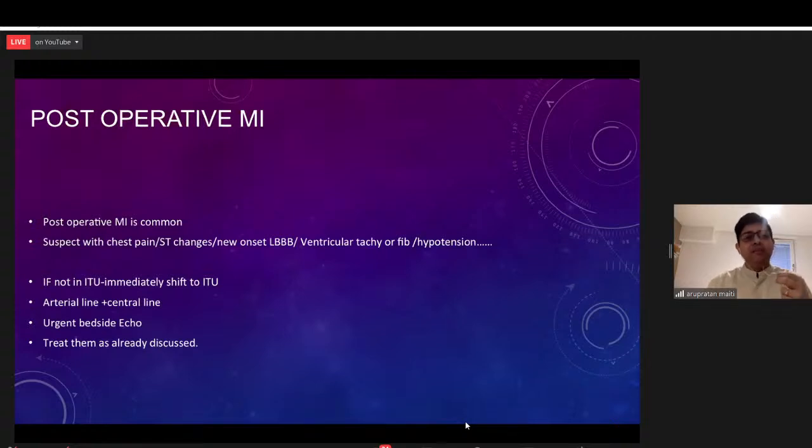Postoperative MI is still quite common. Suspect it with chest pain, ST changes, new onset LBBB, ventricular tachycardia or ventricular fibrillation, or hypotension. Any of them can be the first sign of postoperative or perioperative MI in ITU or in the ward. So what will you do? If the patient is not in ITU, immediately send him to ITU, put in a central line, put in an arterial line, do an urgent bedside echo, see the RWMA, see the ventricular function, and treat as already discussed.